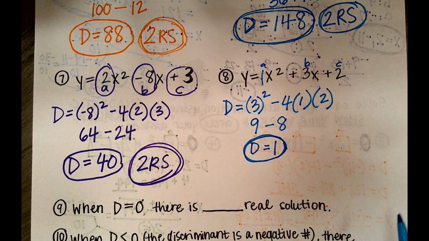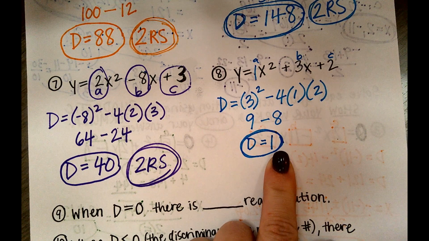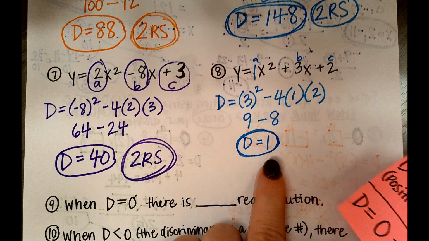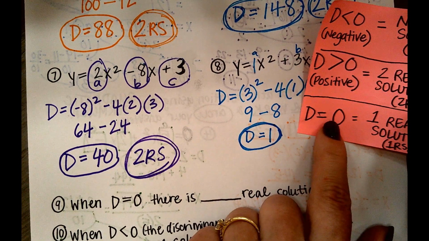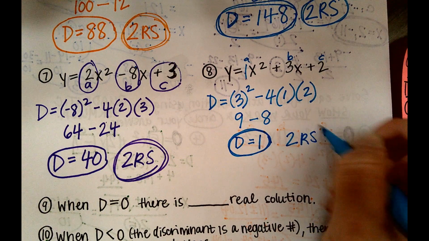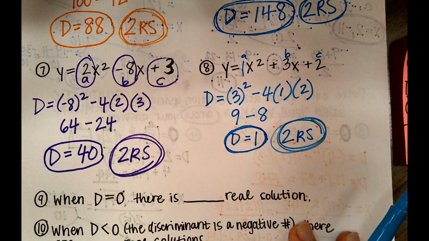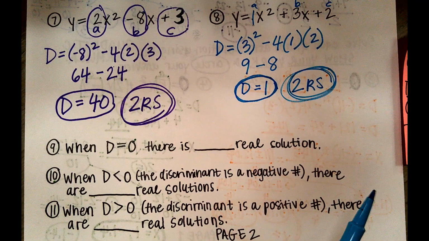And you said 1 real solution? 2 real solutions. This is a tricky one because at first glance you're like, oh, we finally got 1. But no, this is not 0. 1 real solution is only when the discriminant is 0. So yes, you are absolutely correct. 2 real solutions because it's bigger than 0. Perfect.